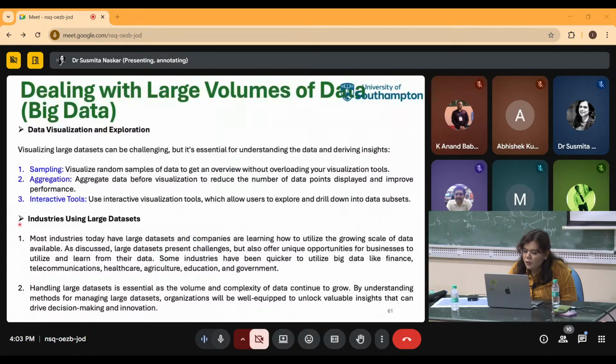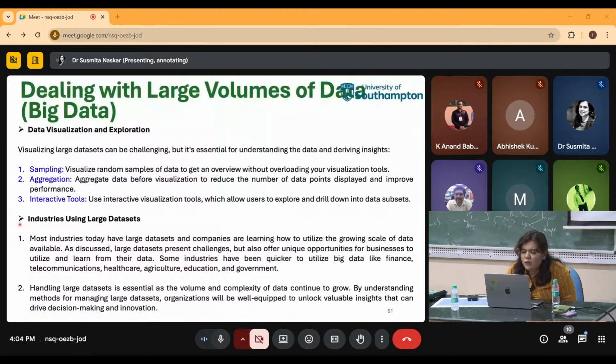And again, if you look at the industry approach, or how industry works with these large data sets, you can see that nearly every industry today uses large data sets, from finance to telecommunication, healthcare, agriculture, education, infrastructure monitoring, and government. Each is learning how to harness the growing scale of data, right? Handling large data sets effectively is key to innovation. Organizing how to analyze, manage and visualize their data can unlock insight that improves decision making, productivity and competitiveness in the market, right?